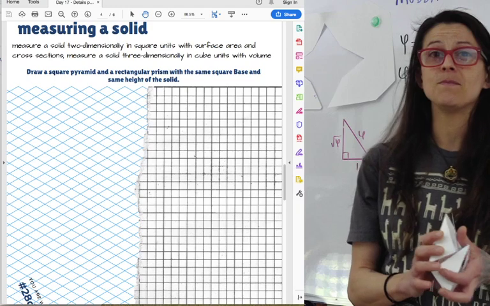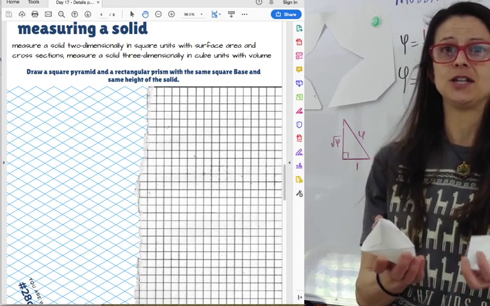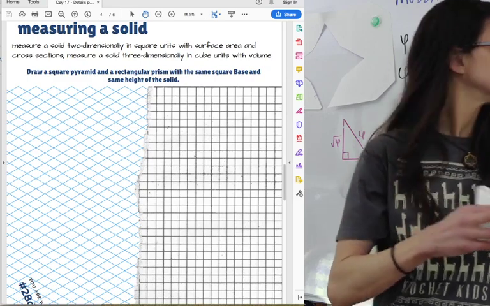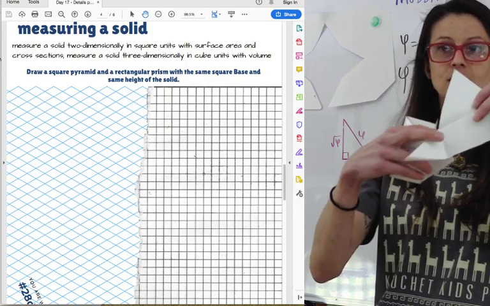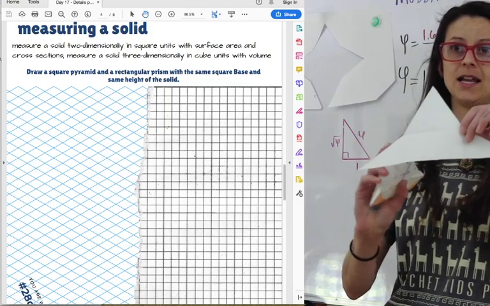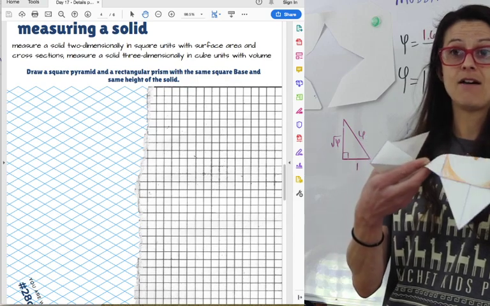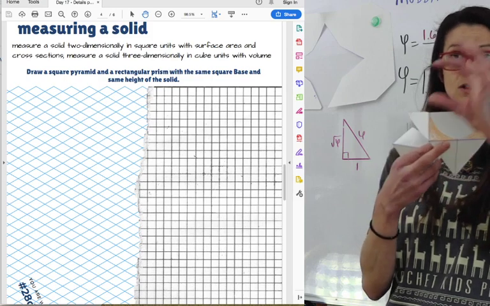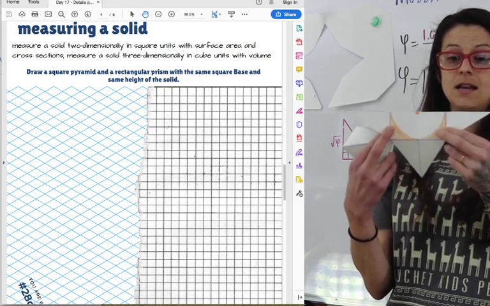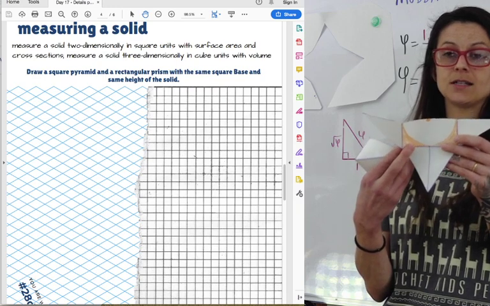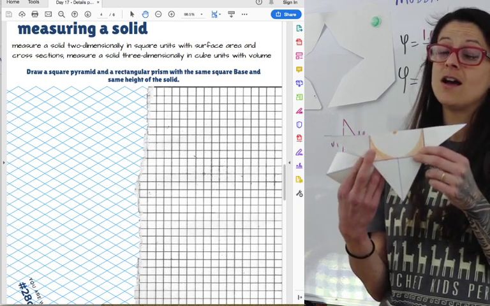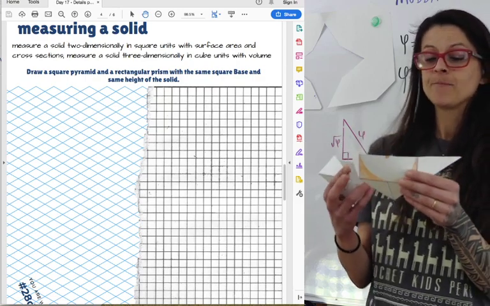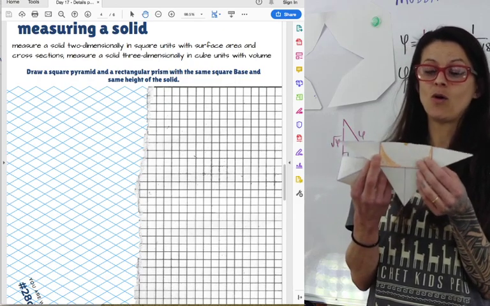Okay, so next we want to measure a solid. Measure a solid two-dimensionally in square units with surface area and cross-sections. So that's saying taking the net, so we learned this is half of the net of the pyramid, we cut it in half. So when we look at the net of a 3D object, that gives us the surface area. How many square units tile the net of a 3D object? And this is not for cones and, well, cones would work, but spheres and oval, egg shapes, those we can't lay flat. So that's a whole other sort of tangent.